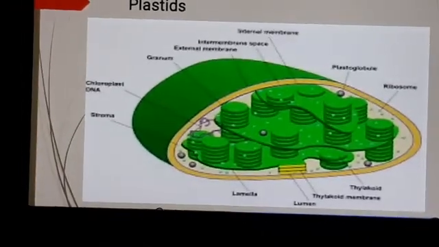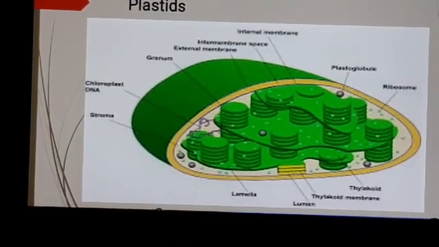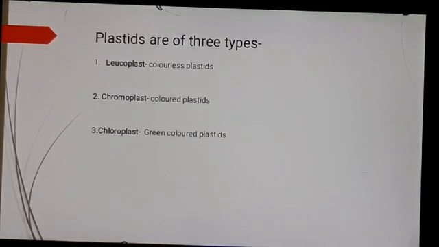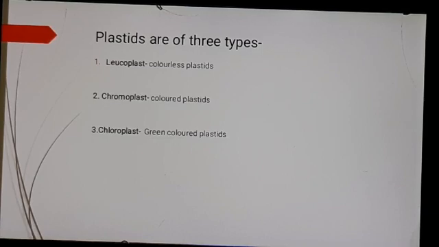Now, what are those three types of plastids? The three types of plastids are leucoplast, chromoplast and chloroplast. Leucoplasts are colorless plastids, and they are present in the roots and modified underground stems. The function of leucoplast is to store food in the form of starch, proteins and fats.